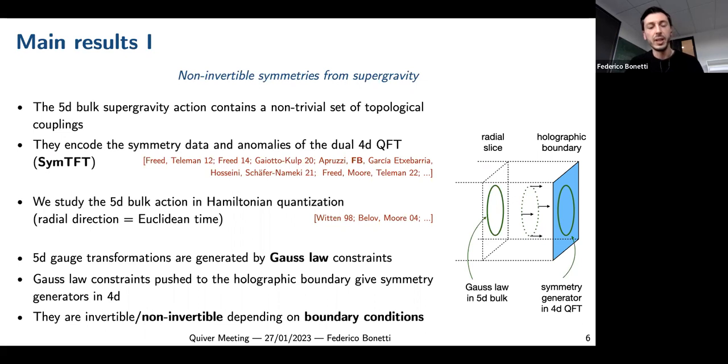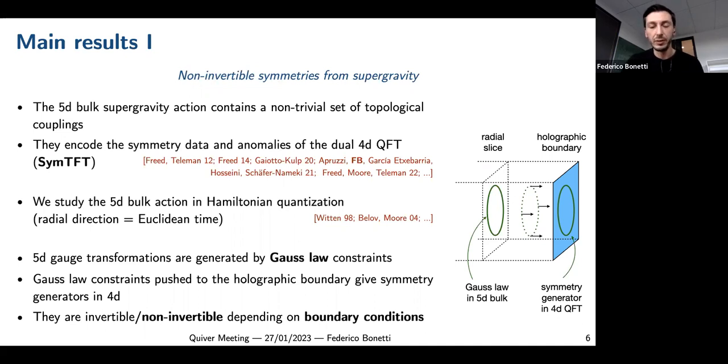And in particular, to find the objects in the bulk that correspond to non-invertible symmetry generators, and to see the interplay between the boundary conditions that we have in the bulk and whether the symmetries we have on the boundary are of invertible or non-invertible type.